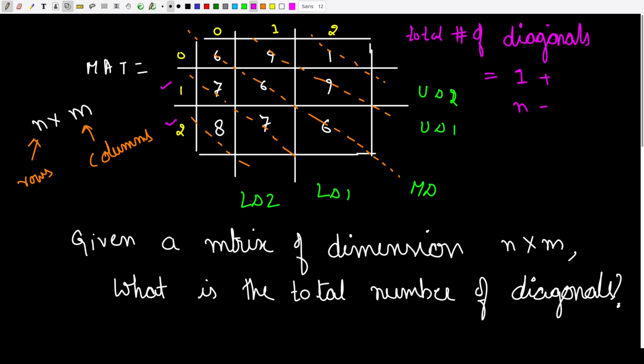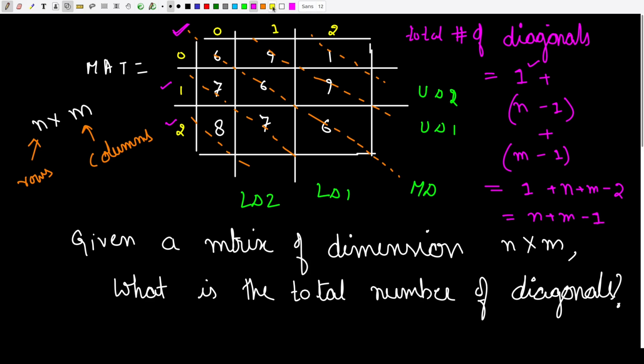So number of rows is n, minus 1. And the reason why I am deducting 1 from it is because of this diagonal, the middle diagonal, which we have already considered over here. So that is why n minus 1. Similarly, if we have to compute the total number of upper diagonals, then the total number of upper diagonals is equal to the number of columns, which is m, minus 1. And this minus 1 is because of the middle diagonal which we have already considered over here. So in this way, the total number of diagonals will be equal to 1 plus n plus m minus 2, which is equal to n plus m minus 1.